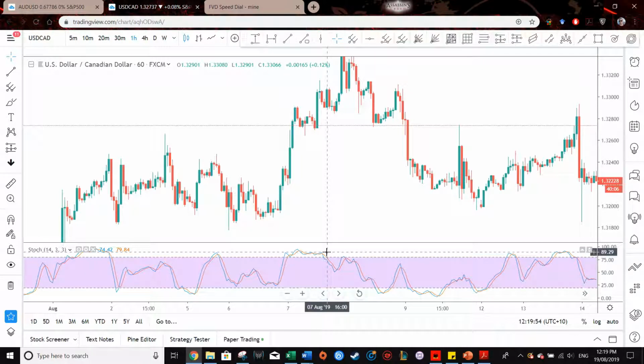Because now it's made higher highs. It's trending. See, it formed an uptrend. It broke past that previous level of resistance. We're going on to make higher highs and higher lows. So that's why it does not work in a trending market all the time.